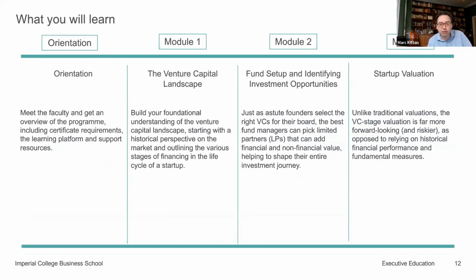So the program is organized over 7 weeks, which is relatively short. The first week is an orientation week where you will be made familiar with all the logistics. And then after that, we move to a first module which is going to go through the entire landscape. So here we will mix a historical perspective with a review of different stages of financing, and we will link that to areas where perhaps some of you like me are active, which is angel investing.